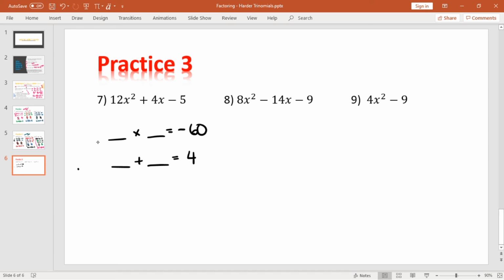They have to be relatively close, so I know that to get to 60, I can do 12 times 5, but that's not 4 apart. I can do 15 times 4. That's way too far apart. And, try what you want, and then eventually you might get to 10 times 6. Those two numbers are 4 apart. I want the 4 to be positive, so that means the 6 is negative. Just looking it over, checking that it works. Yeah.